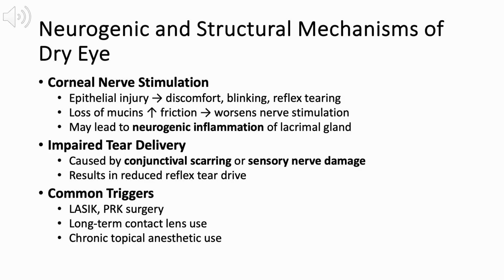Impaired tear delivery occurs when conjunctival scarring or sensory nerve damage diminishes the reflex arc responsible for tear secretion. As a result, the ability to produce reflex tears in response to irritation is reduced, worsening ocular dryness and discomfort. Several common triggers contribute to these neurogenic and structural changes. These include LASIK and PRK surgeries, which can damage corneal nerves, long-term contact lens wear, which alters corneal sensitivity, and chronic use of topical anesthetics, which can impair normal neural feedback mechanisms. Addressing these underlying contributors is essential for comprehensive dry eye management.